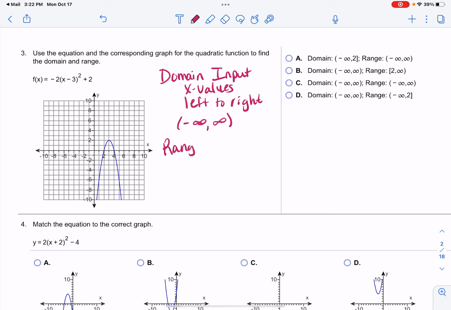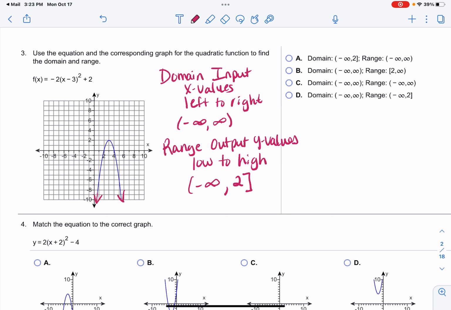The range is the output, or the y values. And your y-axis goes from low to high. So the lowest part of this parabola is going to continue to go down to negative infinity, and then it goes to its highest point. By looking at the graph, we see that the highest y value is 2. And it includes that y value, so we put a bracket next to the 2. So our domain is from negative to positive infinity, and our range goes from the lowest, negative infinity, to the highest, 2.